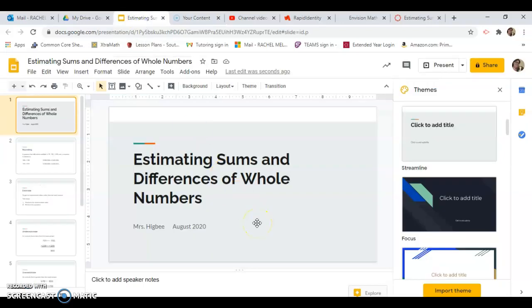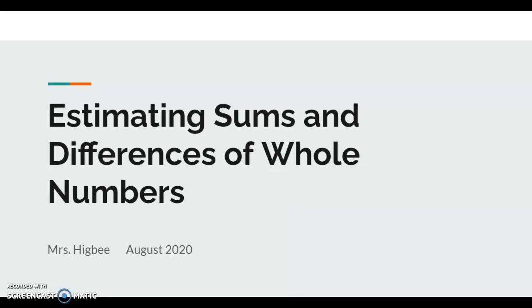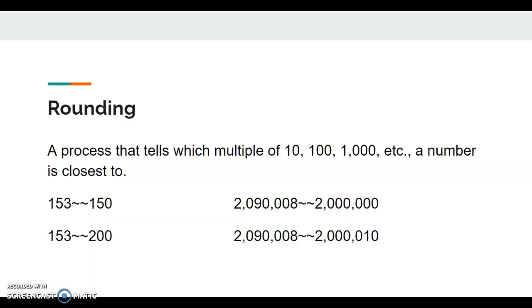Okay guys, so today we are going to watch a video that explains the difference between estimating and rounding and talks about underestimates and overestimates. So first word we're going to talk about is rounding. Rounding is a process that tells which multiple of 10, 100, 1000, etc. a number is closest to.